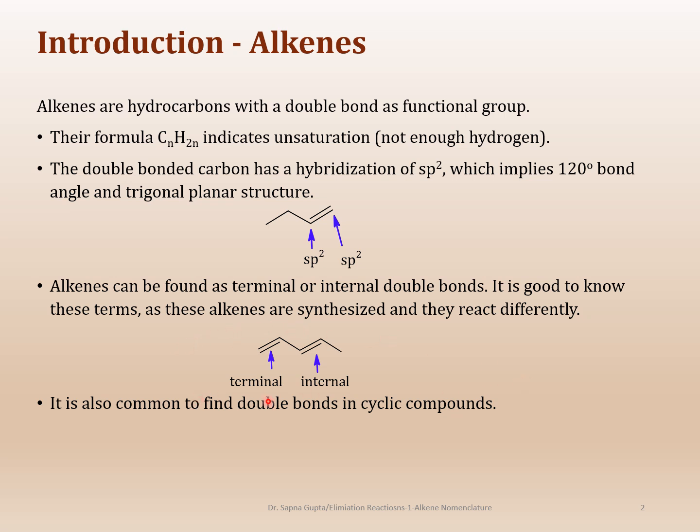And then finally, you can also find double bonds in cyclic compounds. Cyclic means like cyclopropane, cyclobutane, but with a double bond in it. Those kinds of double bonds will always be internal, right? Because they are inside a ring.